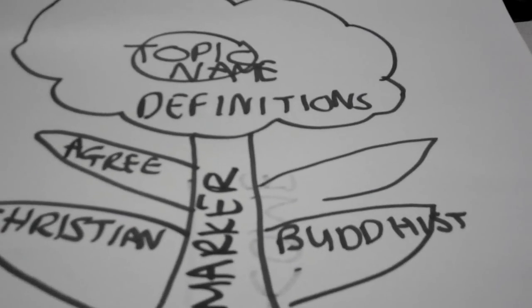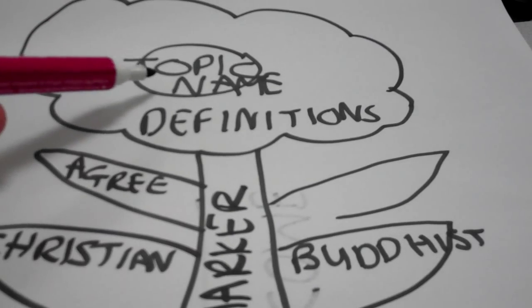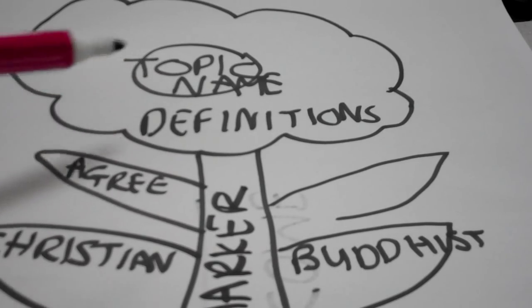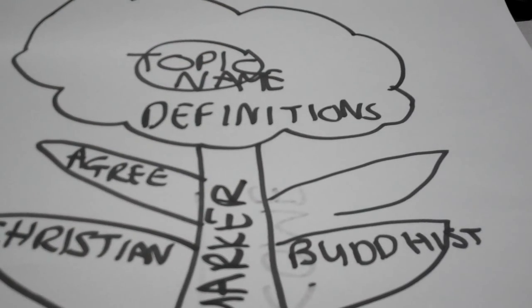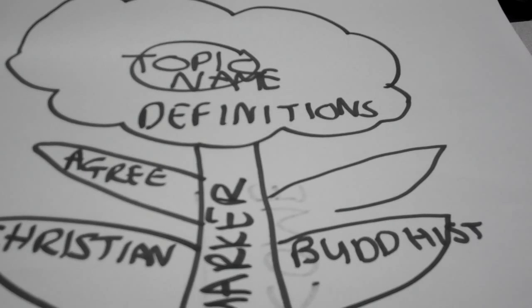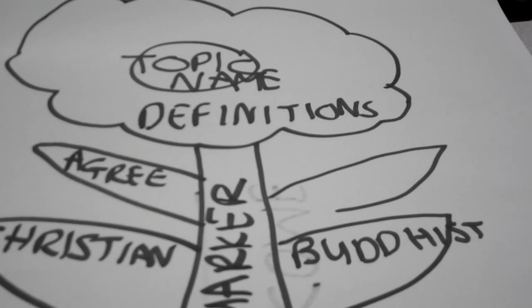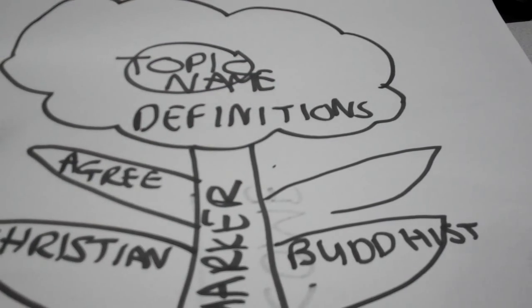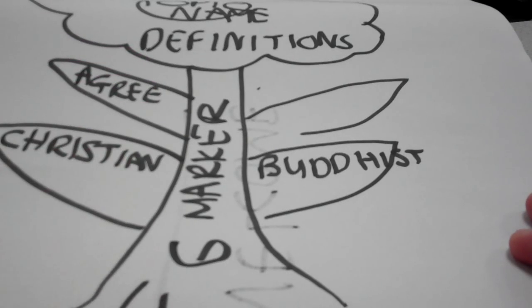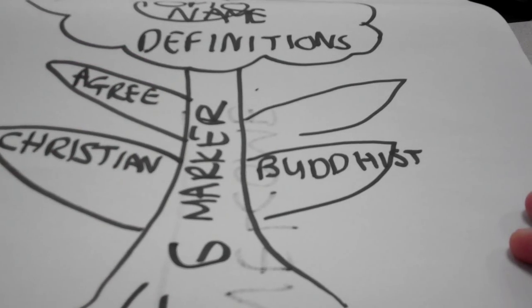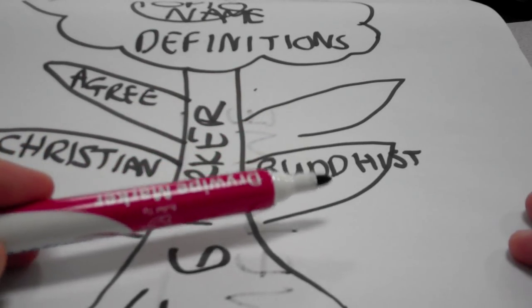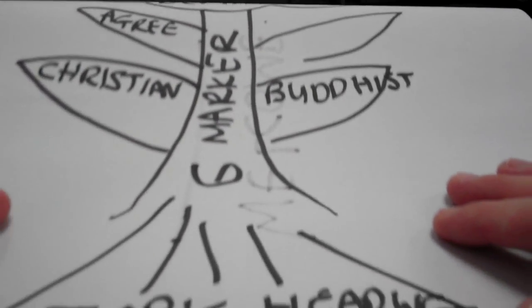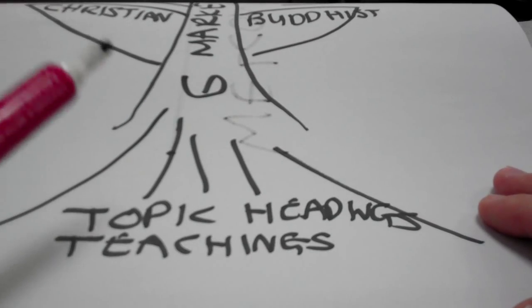So, just to recap then. A topic name here, for example, euthanasia, and the petals around here would be the key definitions, such as passive, active euthanasia, ageism, hospices, and so forth. You would have the definitions of those words and the words themselves in here. The stem is a 6-mark exam question to answer using Christian quotes for and against, Buddhist quotes for and against as the leaves, and then the roots, the topic headings and teachings themselves.